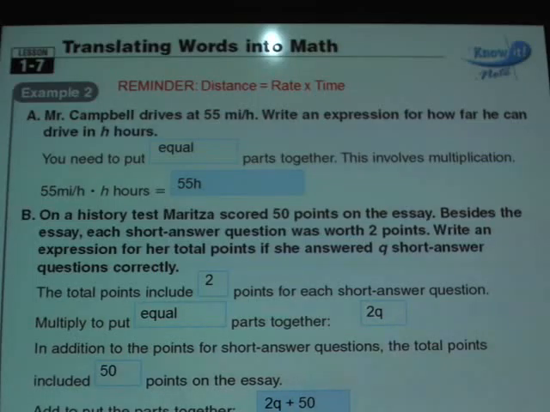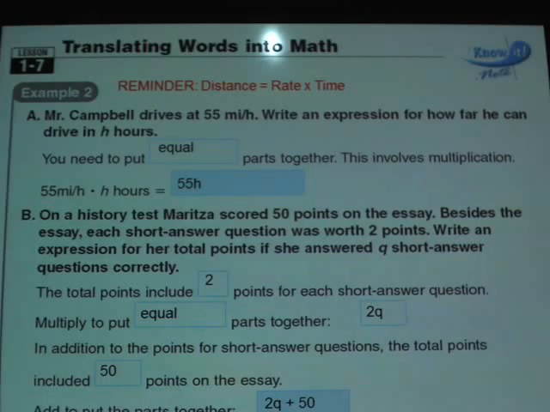Okay, so let's look at what they're saying here. They're saying that the total points include 2 points for each short answer question. And those short answer questions are called Q. Now, let's think about it. Let's say she got 1 right. What would we do in terms of a mathematical problem there? We would do 2 times 1. If she got 7 right, we would do 2 times 7. If she got 10 right, we would do 2 times 10.